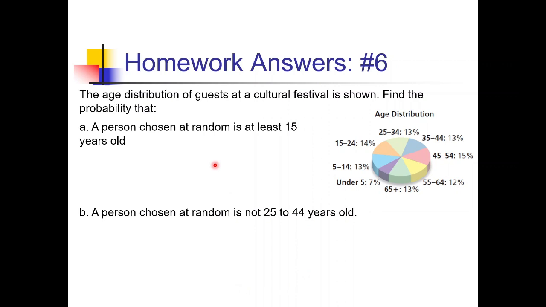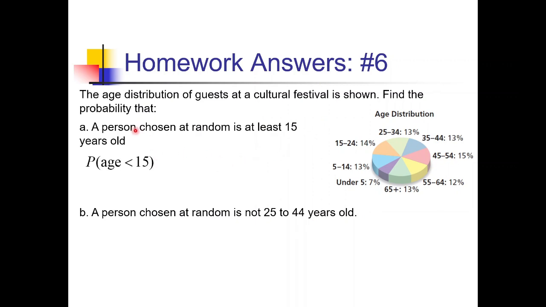On this one, we have the age distribution of guests at a cultural festival shown in this nice little 3D pie chart. We want to find the probability of 2 things. First, they want to know the probability that a person chosen at random is at least 15 years old. So there are a lot of different age groups on this one, and a lot of them are 15 or older. So it might be a little faster to figure out the ones that are not 15 or older and subtract those percentages from 100. So that's what I'll do first.